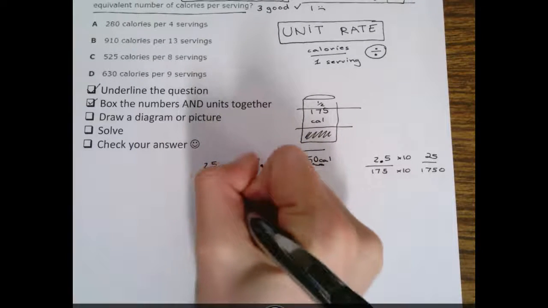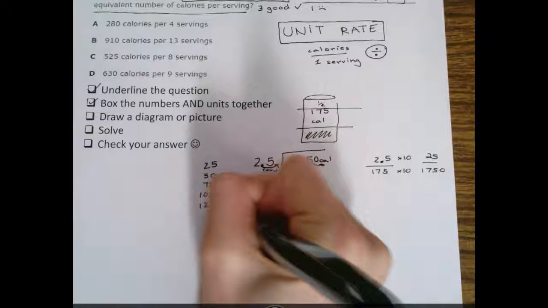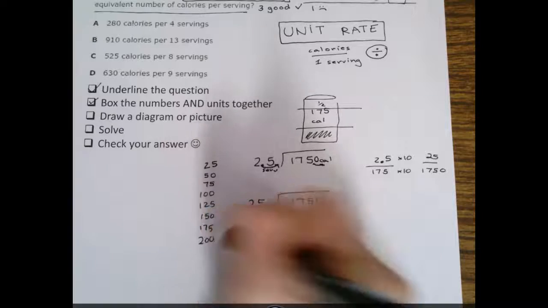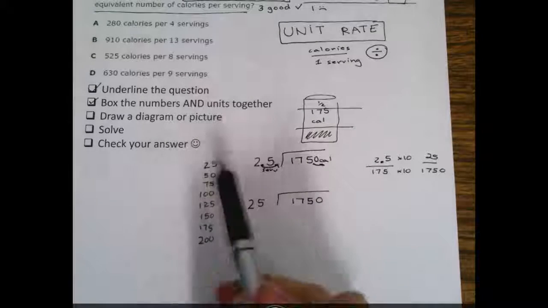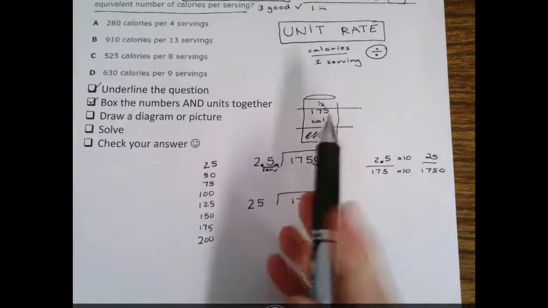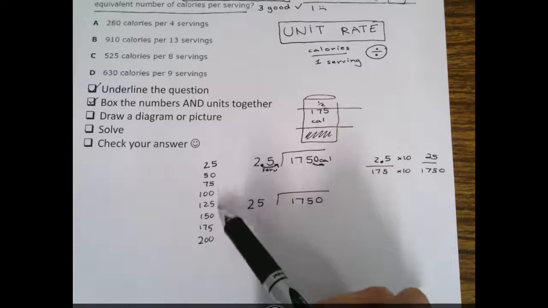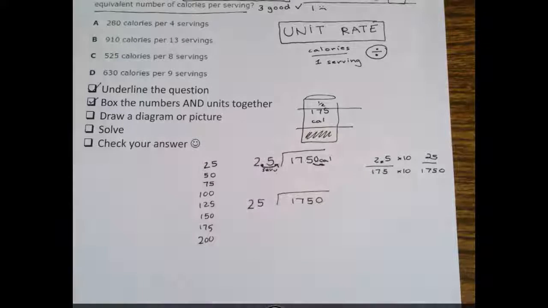25, 50, 75, 100, 125, 150, 175, 200. Okay, so what I did there is I'm just counting by quarters, right? Because 25 is just 25 cents. That's how much is in a quarter. 25, 50, 75, 100, 125, 150, 175, 200. Awesome.